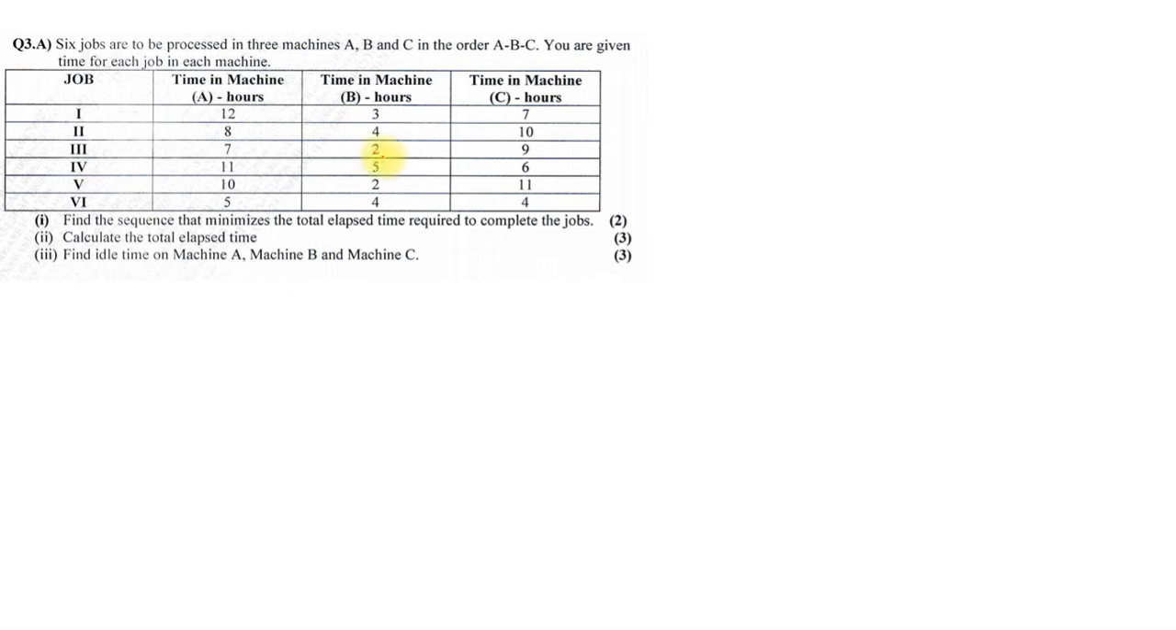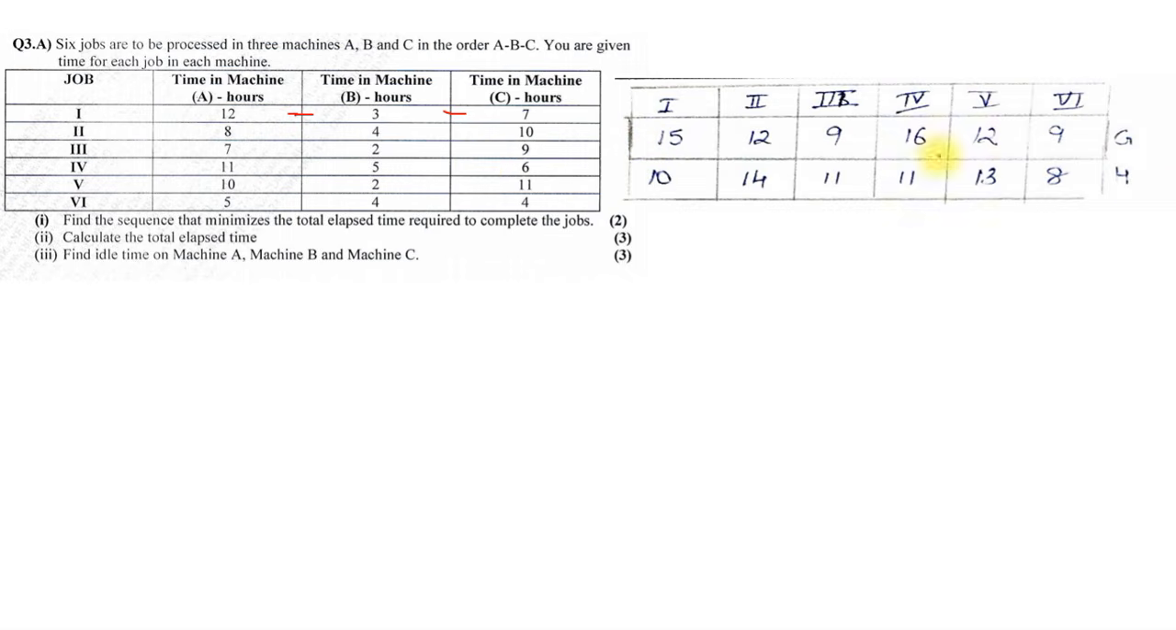Now, whenever 3 machines are given, remember you have to first combine A, B and B, C and make it into 2 machines. So we are going to add A and B, and B and C, and make them into G and H. It will be considered as machine G and machine H. So 12 plus 3, 8 plus 4, 7 plus 2, 11 plus 5, 10 plus 2, and 5 plus 4. That becomes your machine G. And for B and C, when you add 3 plus 7, 4 plus 10, 2 plus 9, and so on, we'll get the H machine.